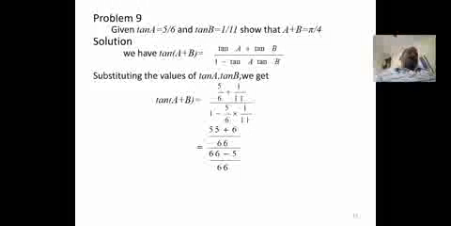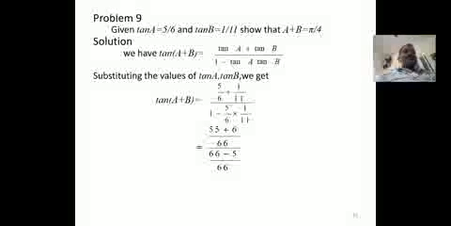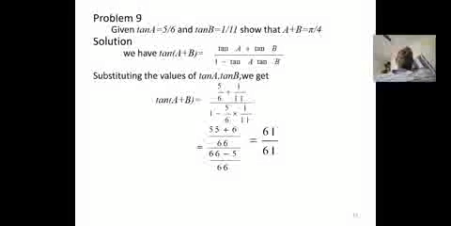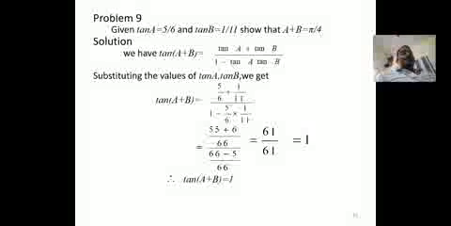By taking LCM on the numerator, LCM is 66, (5 into 11 is 55, plus 6) whole divided by 66. 66 is the LCM in the denominator also: 66 minus 5, LCM cancel. 55 plus 6 is 61. 66 minus 5 is also 61. So 61 by 61, that is 1. That is tan of A plus B equal to 1. So tan of A plus B equal to 1 means 1 you can write as tan pi by 4. So A plus B equal to pi by 4.